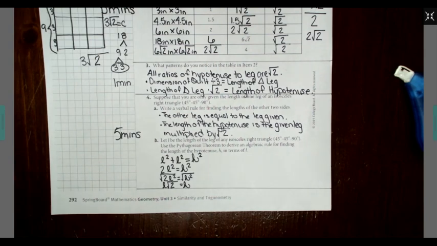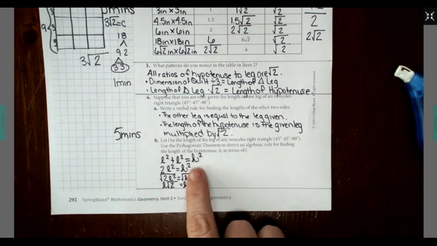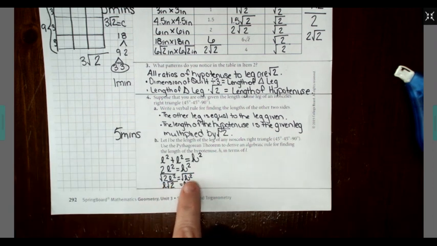Say that the length of my legs are L and the hypotenuse is H. Well, we would have L squared plus L squared equals H squared, because that is the Pythagorean theorem. Well, L squared plus L squared is 2L squared equals H squared. Then what I did was I took the square root on both sides.